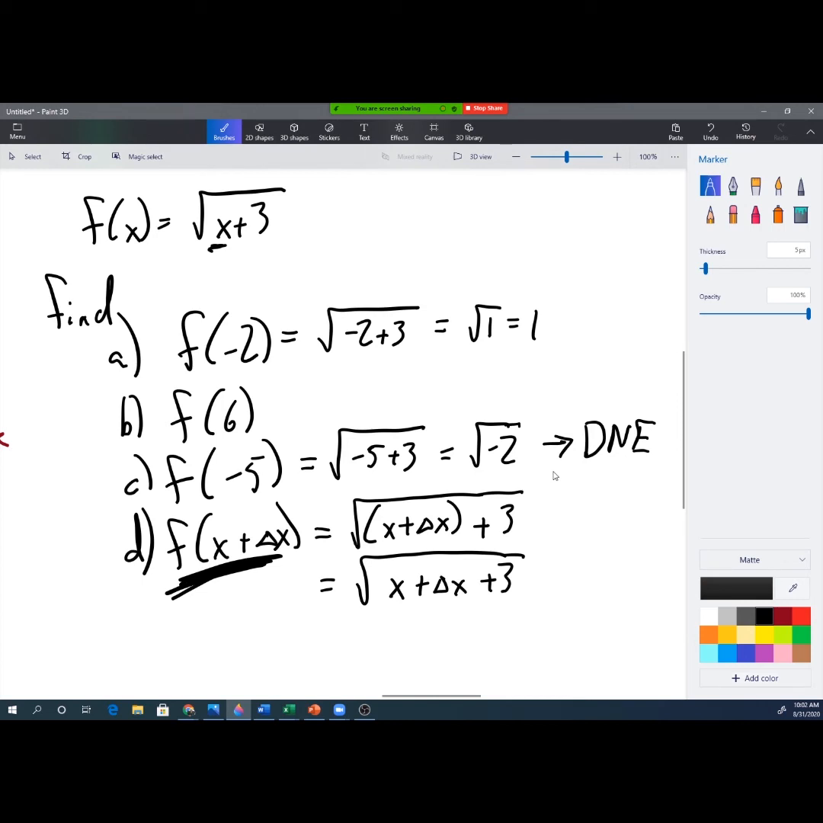Okay? This right here, as early as our next lesson or the lesson after that, is going to be a notation we're going to use, and it is specifically going to be x plus delta x. That has a very specific meaning that I will get into on one of our next lessons.